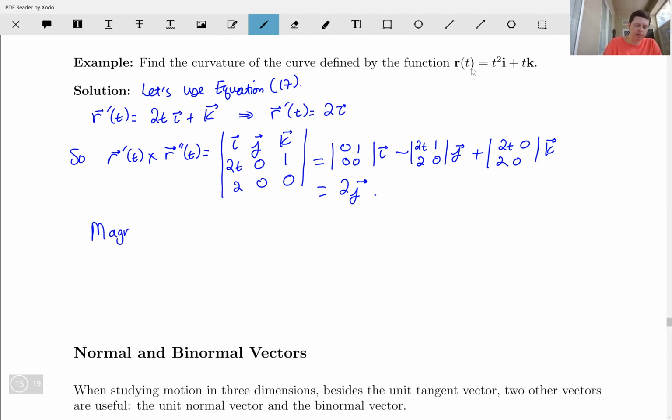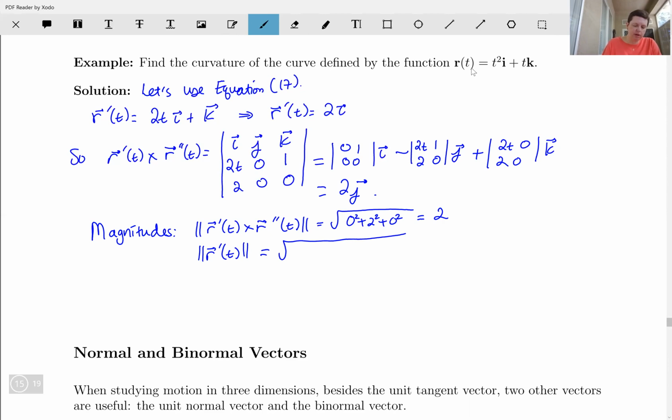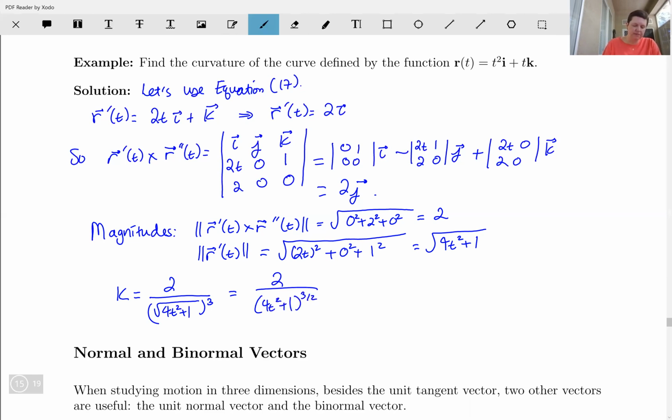So for our magnitudes that we need for the formula, the magnitude of this cross product is the square root of 0 squared plus 2 squared plus 0 squared, which is just 2. And the magnitude of r prime is going to be the square root of 2t squared plus 0 squared plus 1 squared, or the square root of 4t squared plus 1. So now our curvature is the magnitude of the cross product divided by the magnitude of r prime cubed. So I get 2 over 4t squared plus 1 to the 3/2. And that's the answer. And that's it for curvature.